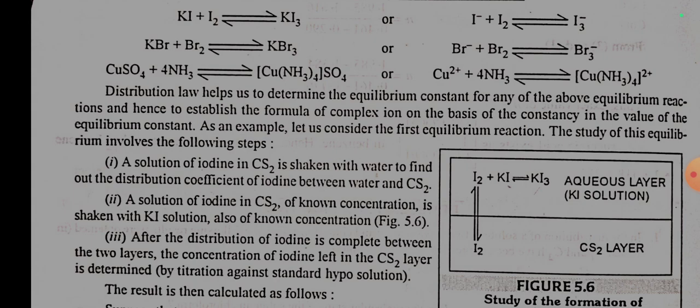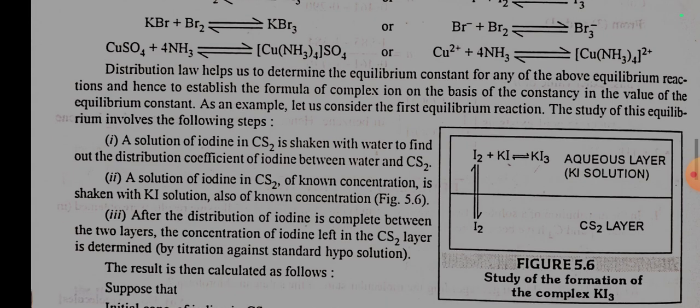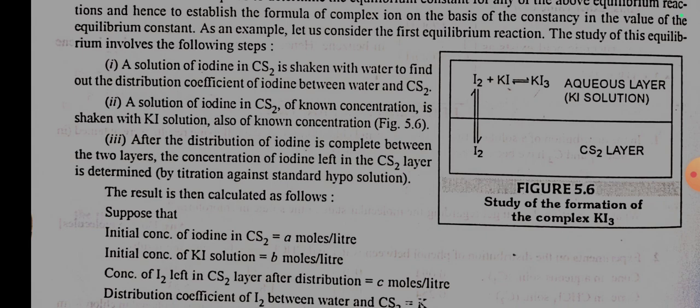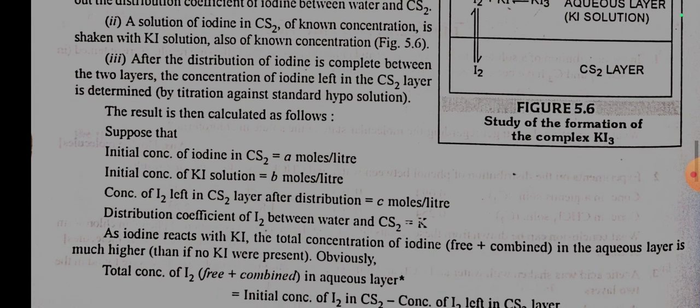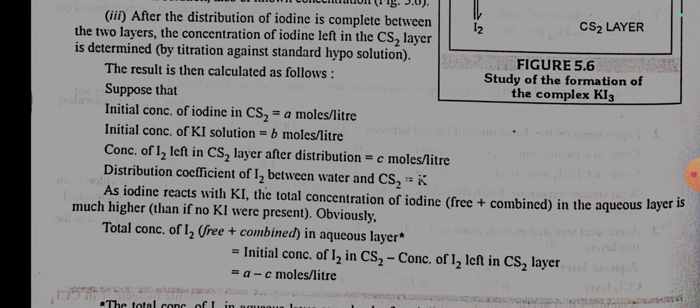As an example, let us consider the first equilibrium reaction. The study of this equilibrium involves the following steps. Number 1. A solution of iodine in CS2 is shaken with water to find out the distribution coefficient of iodine between water and CS2. Number 2. A solution of iodine in CS2 of known concentration is shaken with KI solution also of known concentration. Number 3. After the distribution of iodine is completed between the two layers, the concentration of iodine left in the CS2 layer is determined by titrating against standard hypo solution. The result is then calculated as follows.